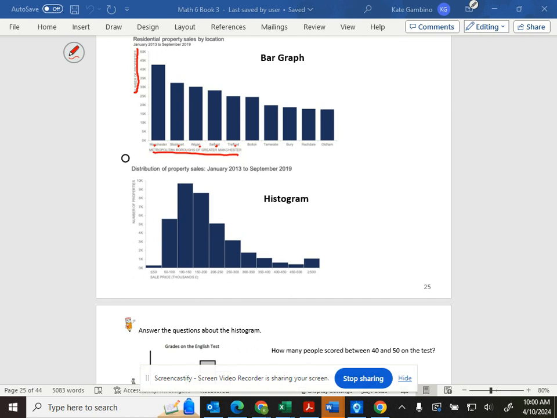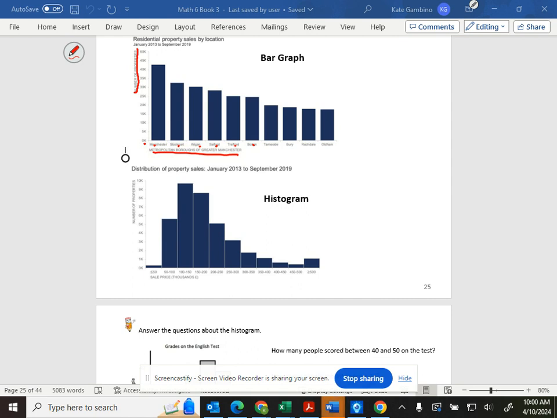Does it matter which place we put the different locations? No, the bar's still going to be the same, right? We could put, I can't read that. Is that Boston? We could put Boston in front of Manchester and it would still be the same height of a bar. It doesn't mess anything up.